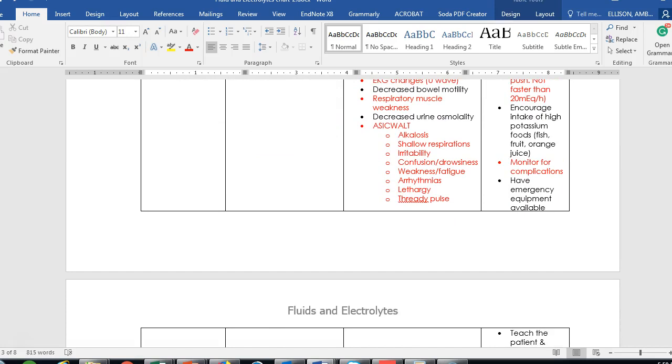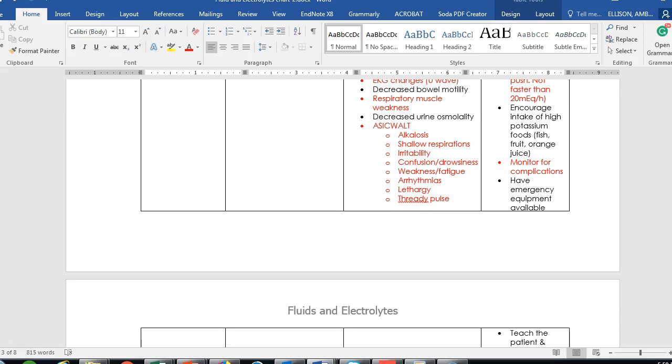A good acronym to remember for hypokalemia is SICK WALT. Walt is very sick. Alkalosis, right, because alkalosis, hypokalemia, K is low. Shallow respirations, irritability, confusion, weakness, arrhythmias, lethargy, and a thready pulse.